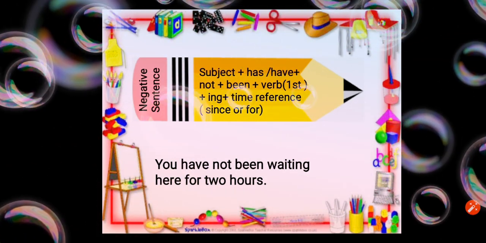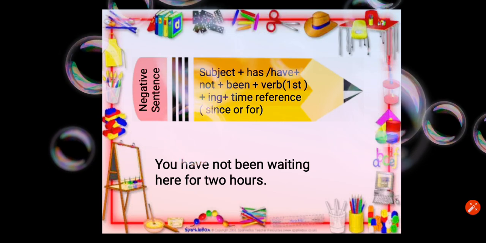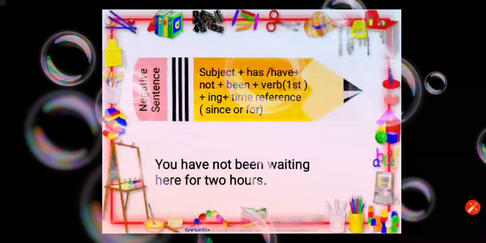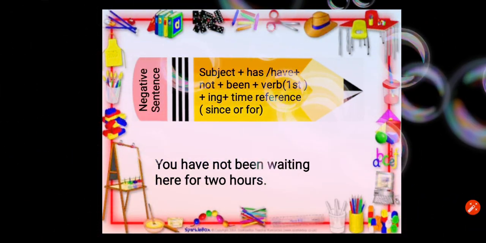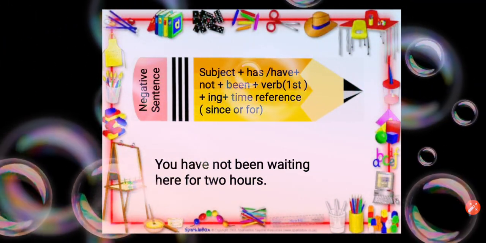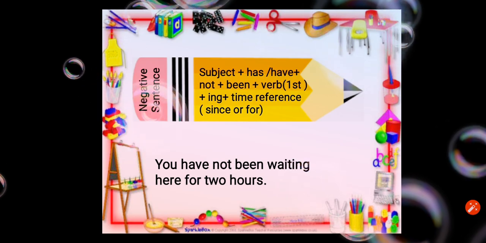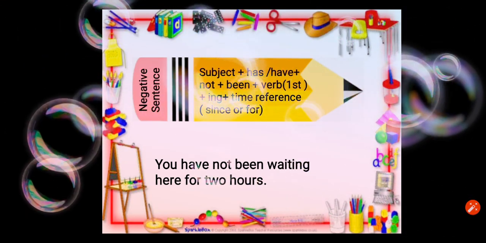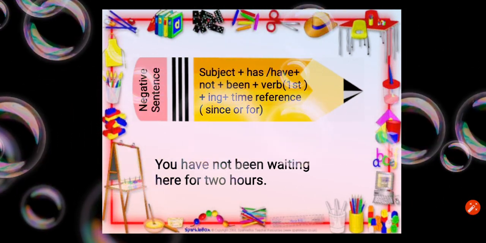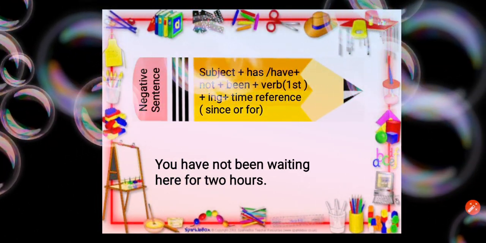In the negative sentence, firstly the subject, then has, have, then not, then been, then the verb's first form with ing and a time reference, since or for. For example, you have not been waiting here for 2 hours. In the previous assertive sentence, we were using have been, has been, but here we will use not between them. Like you have not been. Not will come between have and been.